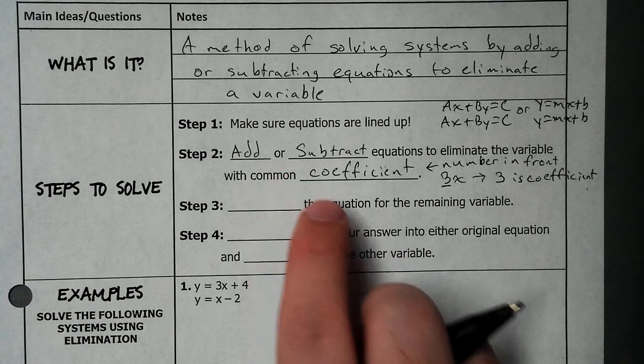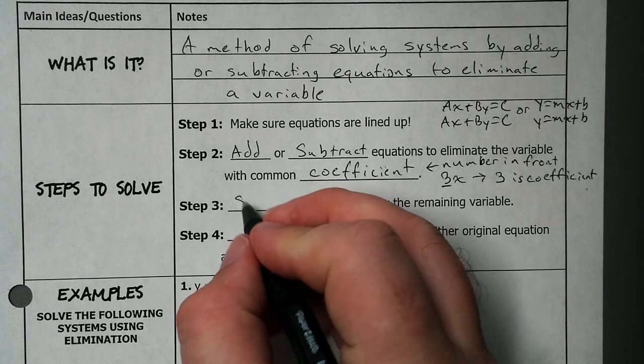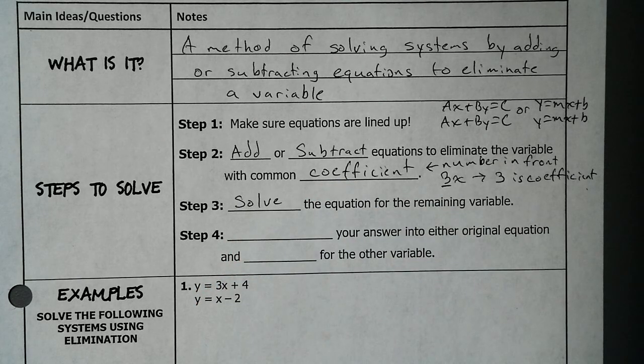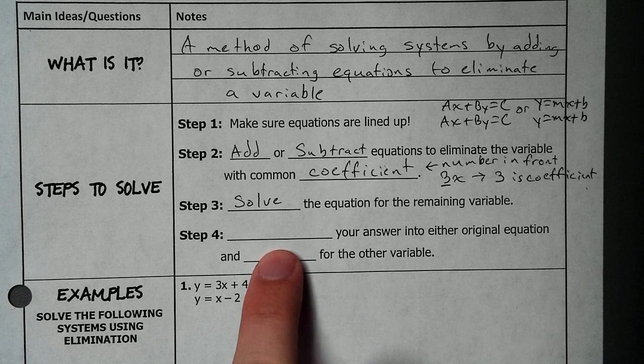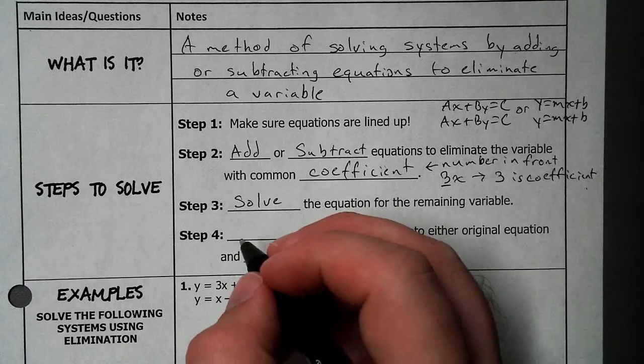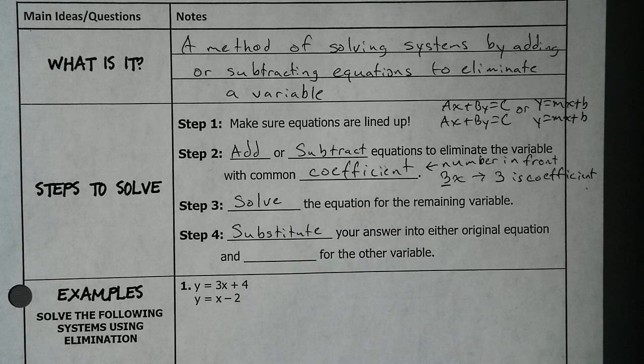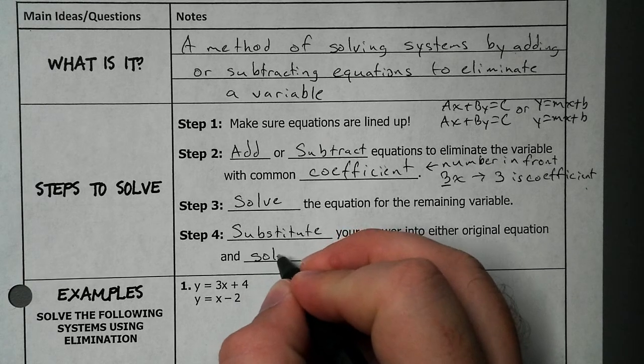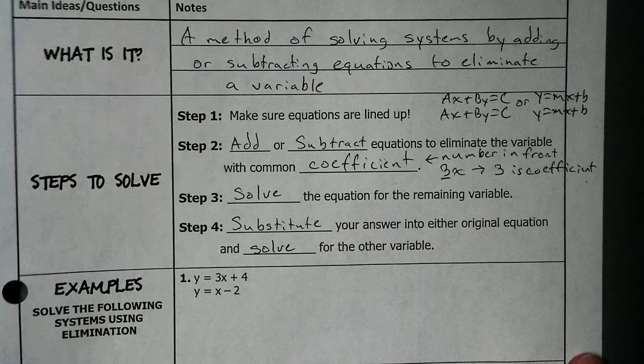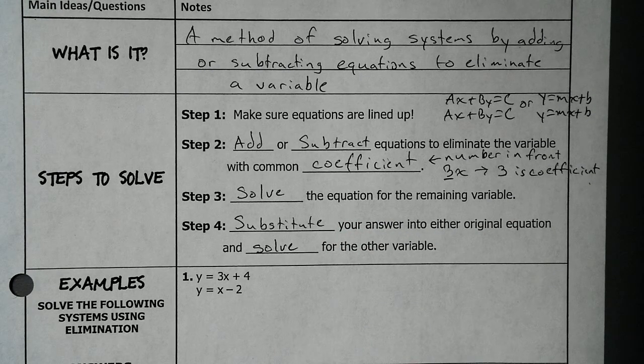Now, step 3, after we add or subtract, then you're going to solve for whatever variable remains. Okay, so if you cancel out x, you solve for y. Cancel out y, you solve for x. And then step 4, you're going to substitute your answer into either the original or the other one, and then you can solve for the other variable. So, just like in substitution, when we got like x equals 6, then you plug in 6 into the other one. Or y equals 7, you plug in 7 for y. But you can choose which equation you plug it into on elimination.